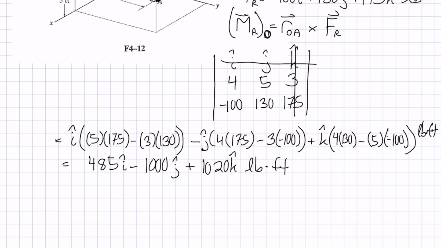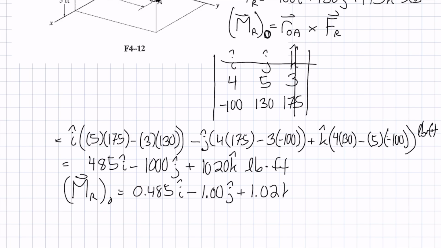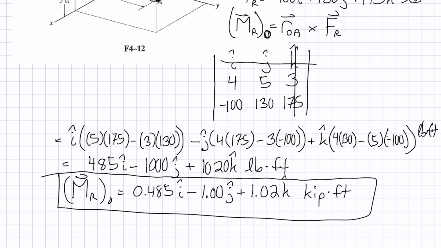But that won't do because we need everything in 3 digits. So I'm going to put this as 0.485 i hat minus 1.00 j hat plus 1.02 k hat kilopound feet, or kip feet.